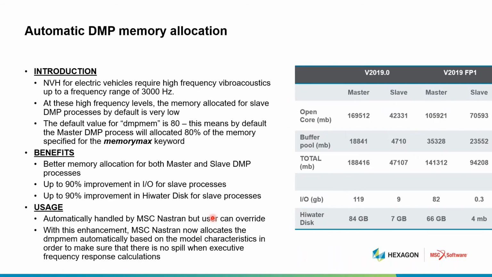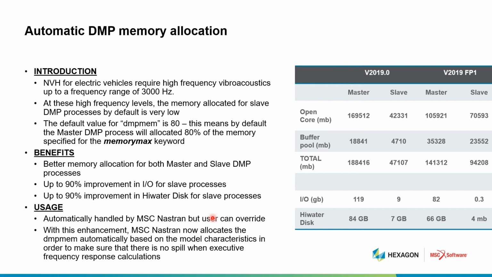So let's move on. Automatic DMP memory allocation. Again, as these electric cars reach high frequency levels, the memory allocated for slave DMP processes by default is very low. So the default value for DMP mem is 80. This means that by default, the master DMP process will allocate 80% of the memory specified for the memory max keyword.